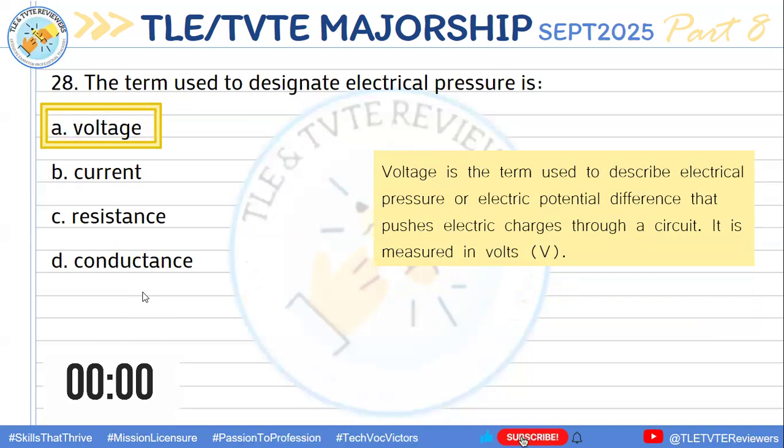For letter B current, current is the flow of electric charge. So not the pressure causing it. Letter C resistance. Resistance opposes the flow of current in a circuit. And letter D conductance. It is the measure of how easily current flows. That's the reciprocal of resistance. So answer letter A voltage.